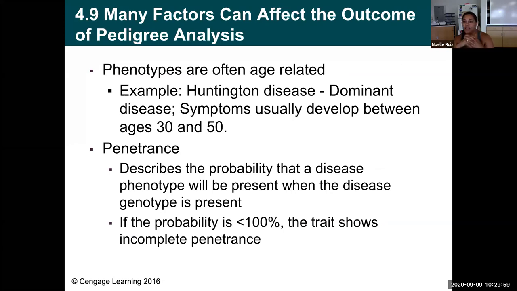Many factors can affect the outcome of pedigree analysis. Phenotypes are often age-related. For example, Huntington's disease is a dominant disease, but symptoms don't show up till between the ages of 30 and 50. So it's well past the childbearing age, so a lot of people that end up with Huntington's disease have already had children and passed it on to them.